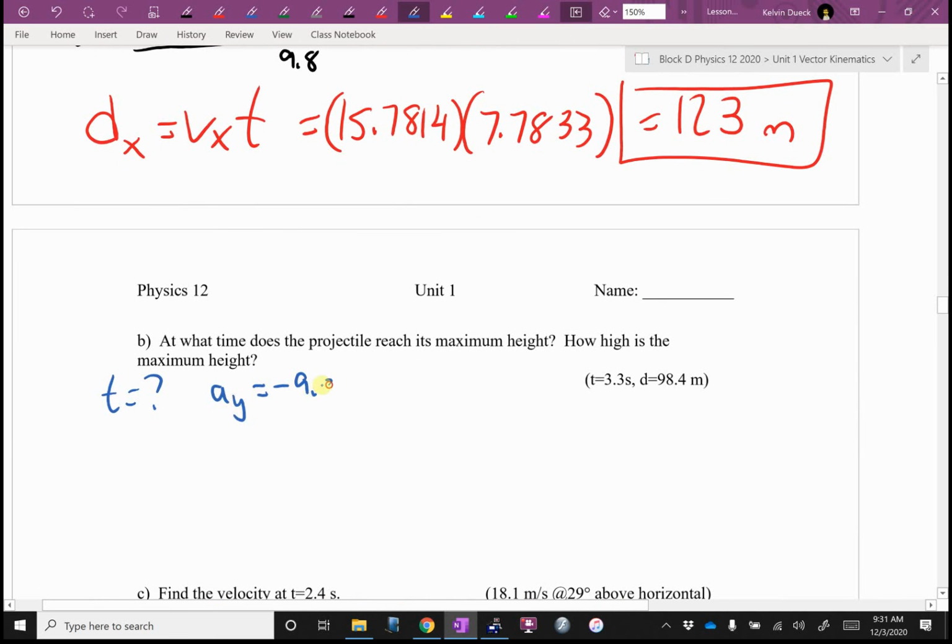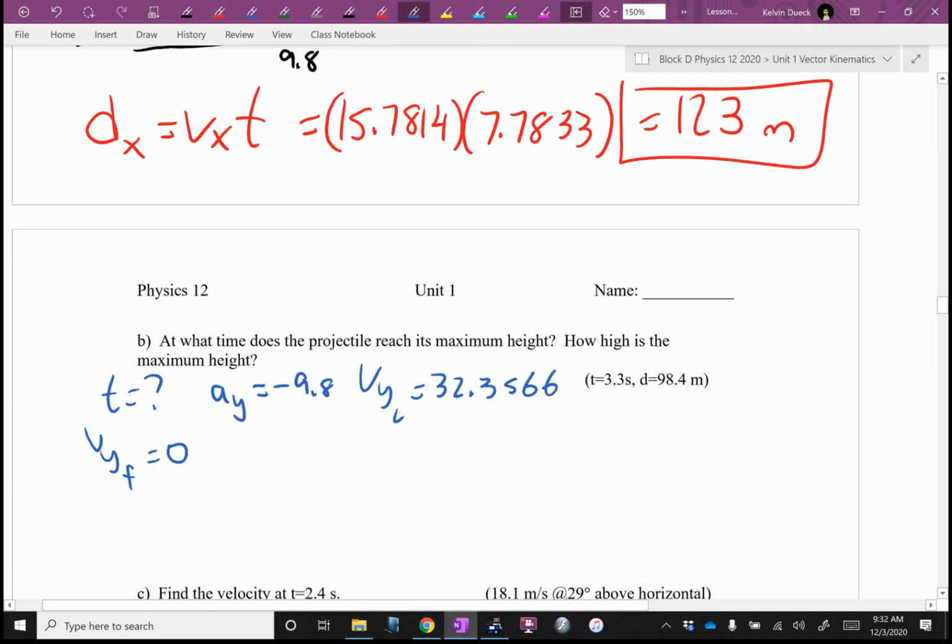AY negative 9.8, V initial 32.3566. That's two things. I need three things to find the fourth. What else do I know? What's VY final? Oh, so I can use that. Not at the bottom. Do a belly flop on the cement and you'll find it's not zero. But at the top, sure. VY final is zero.